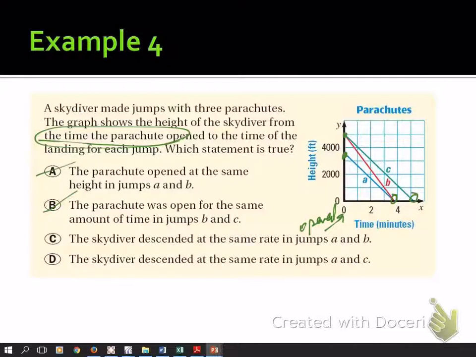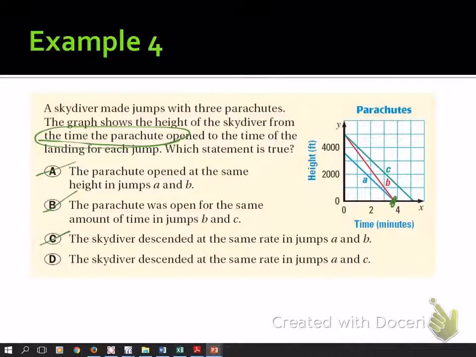Now, rate. Rate is a ratio, right? It tells us, in this particular instance, how much the height changed as the time changed. It talks about the change in rise over the run, that would be slope. So basically what they're saying in answer choice C is the slopes in A and B are the same. Now, are they? Well, A and B actually intersect right there. So they're not parallel. If their rates were the same, then those two lines would have been parallel.